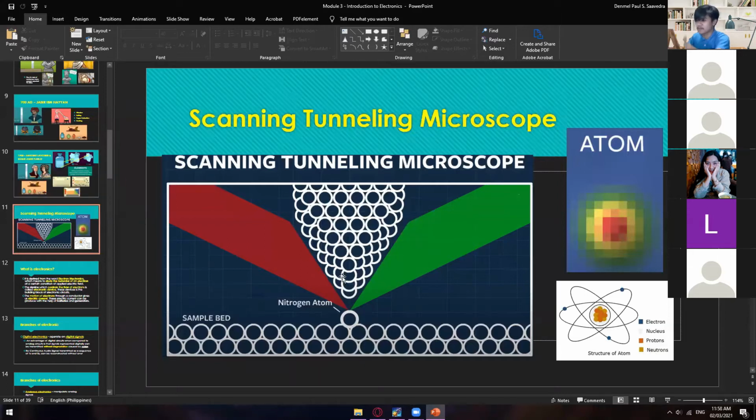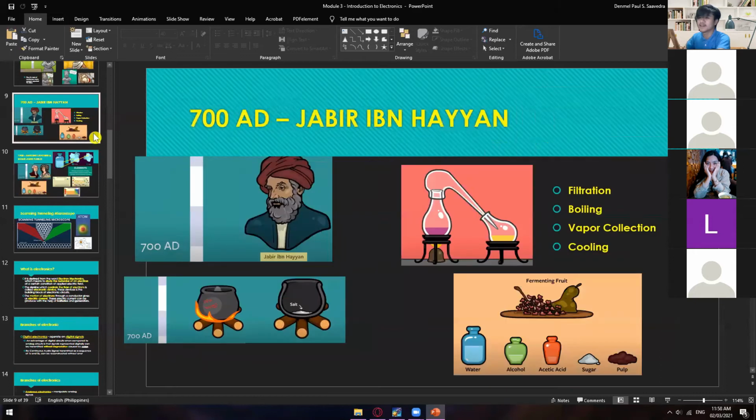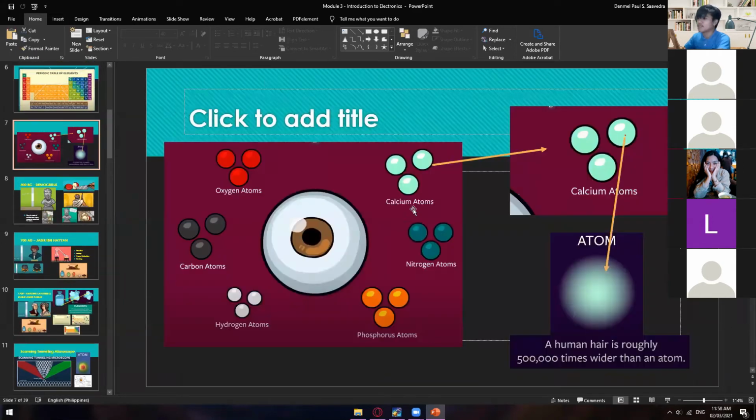Yes, sir. So when we say atom, marami palang klase ng atom. Okay, so this is just the image of a nitrogen atom. So atom na to, isa lang to. Meron pang atom na, saan na yung mga atom kanina to? We have calcium atoms, we have nitrogen atoms, we have phosphorus atoms, we have hydrogen atoms, etc., etc.